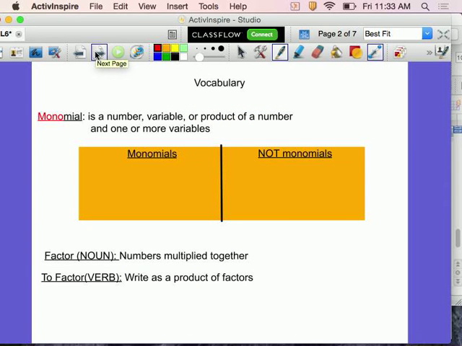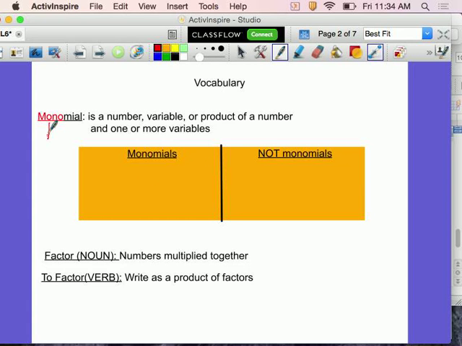Okay, so before we get to the methods, let's talk about the vocabulary. So why don't you pause the video and write all this down, and then I will go through and we're going to fill in some examples in this orange box. So a monomial is a number, a variable, or product of a number and one or more variables. So that's a really fancy way. When I show you, it'll be really easy.